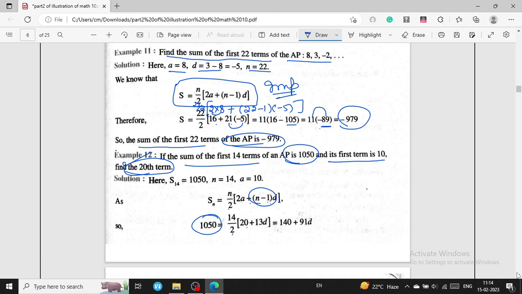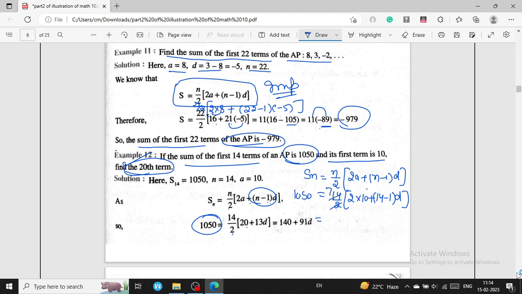Sorry, we have not to find the n-th term. Here we have to find the common difference. Given Sn is equal to n over 2 times (2a plus (n minus 1)d). We have given Sn = 1050, n is given as 14, so 14 by 2, 2 multiplied by 10 plus (14 minus 1) d. We have to find d.